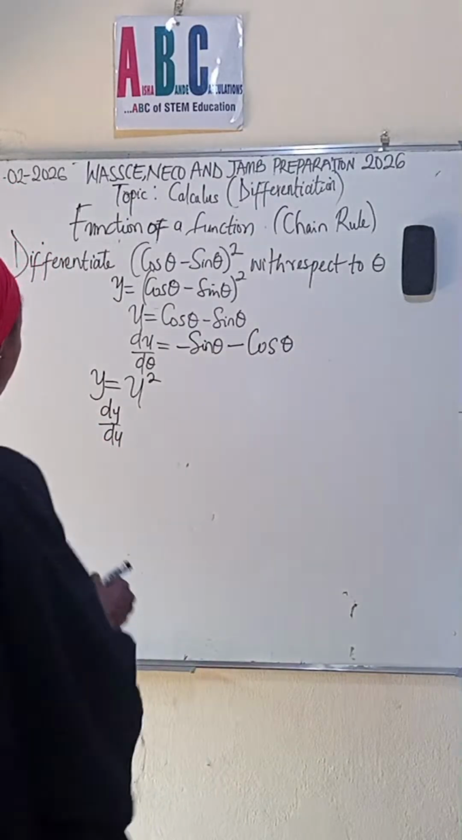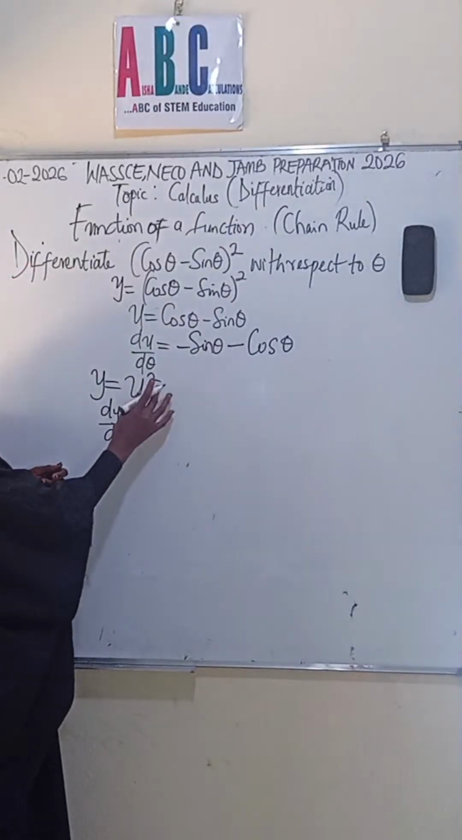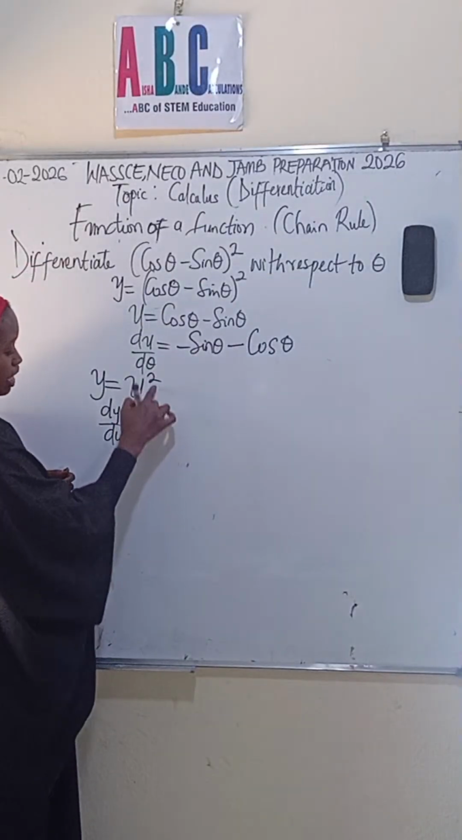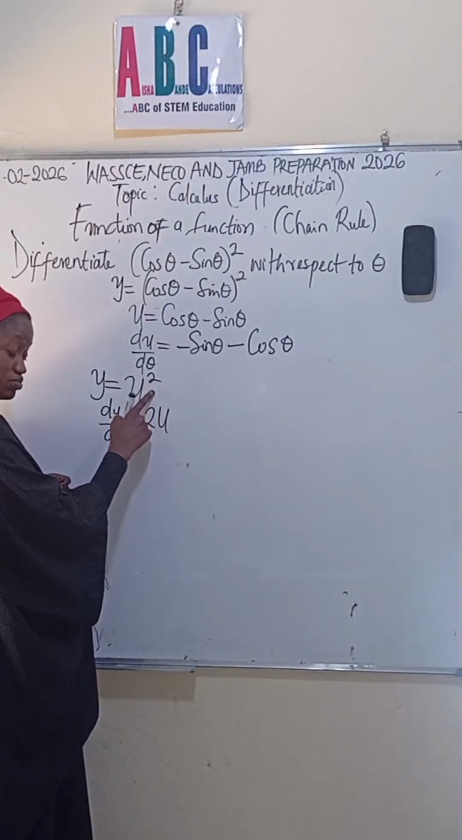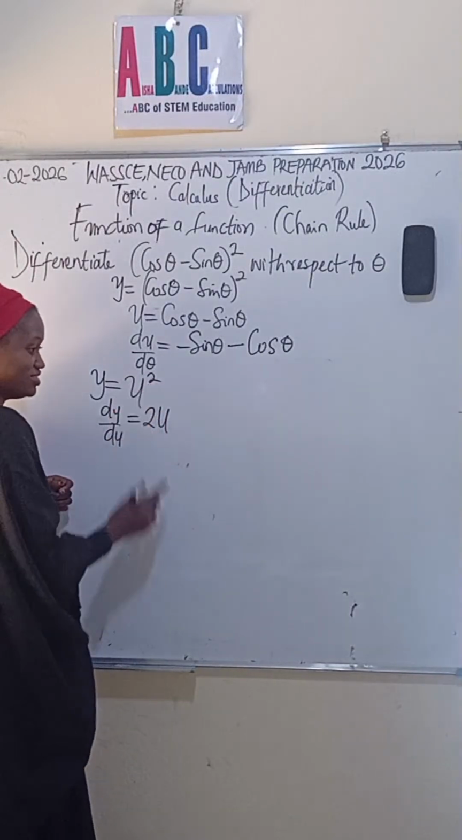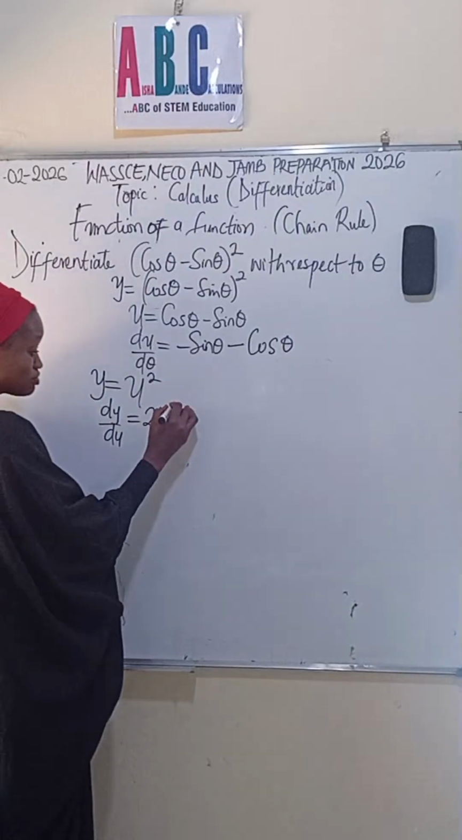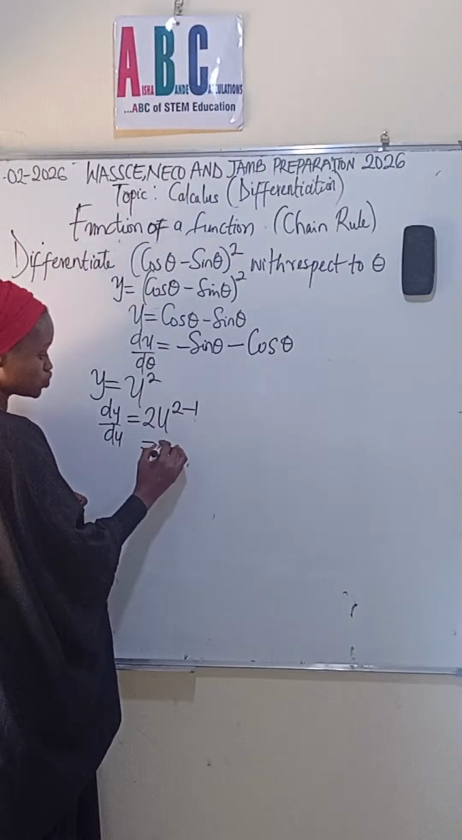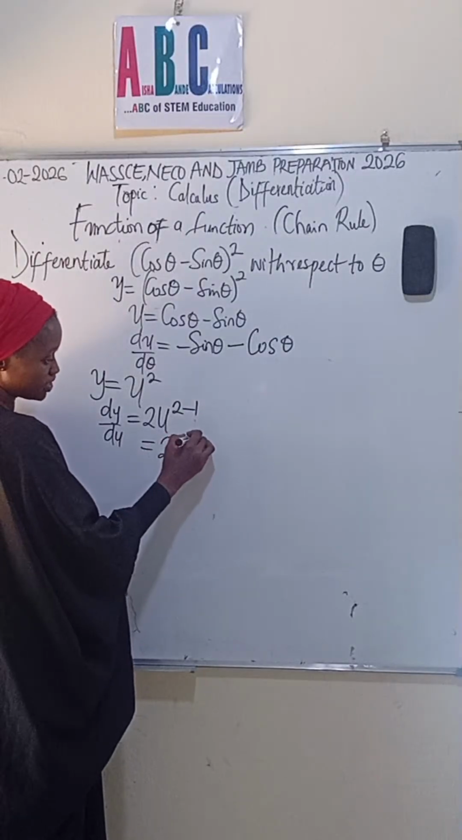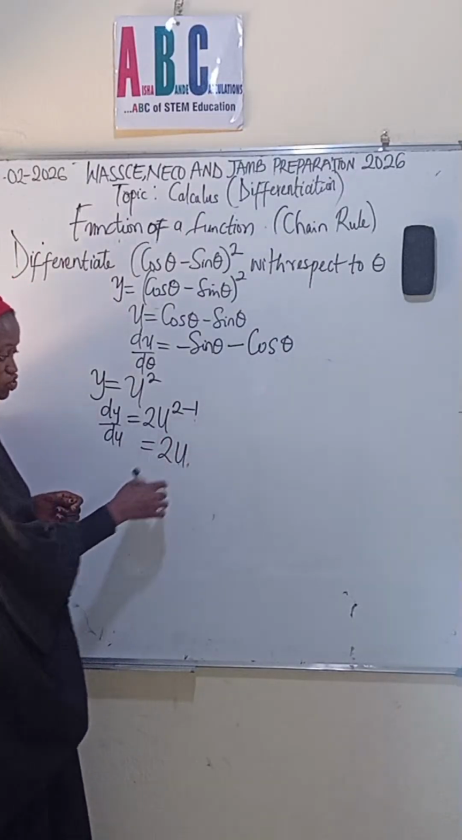Okay, let's continue. So dy du now, this is going to be equal to 2u. You differentiate, so this becomes 2 minus 1. You take away 1 from the power, right? So this is equal to what? 2u to the power of 1, which is the same thing as 2u.